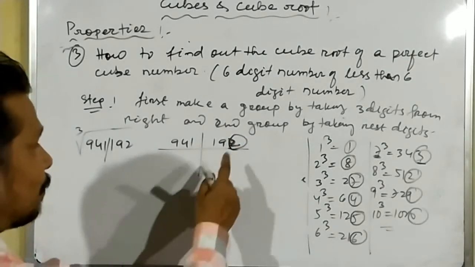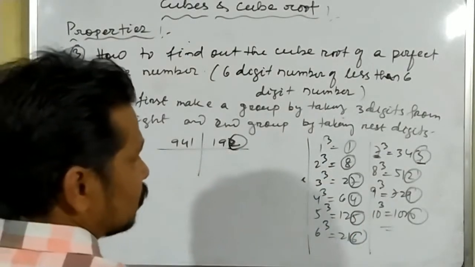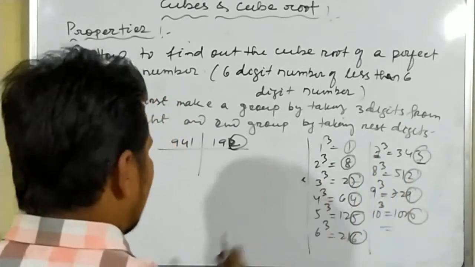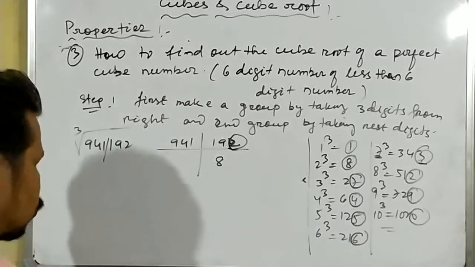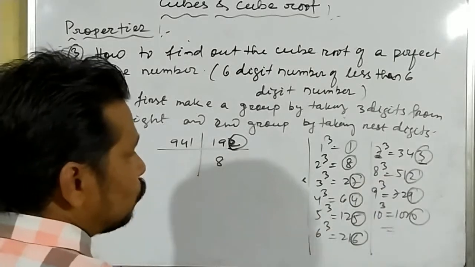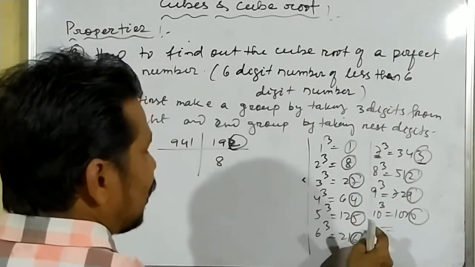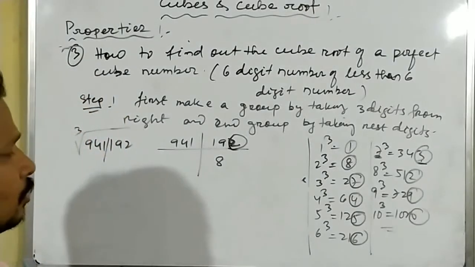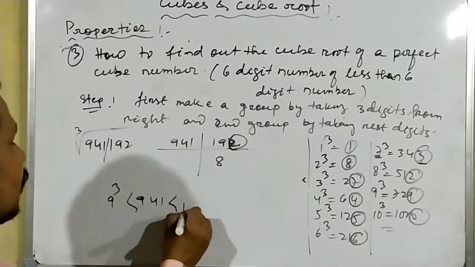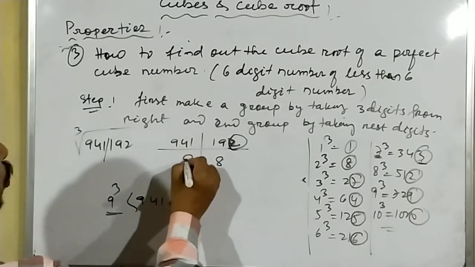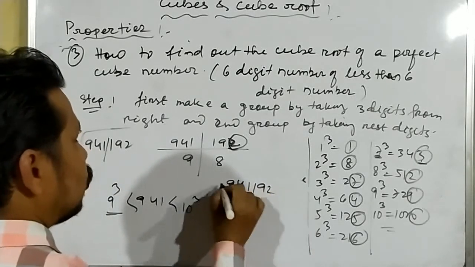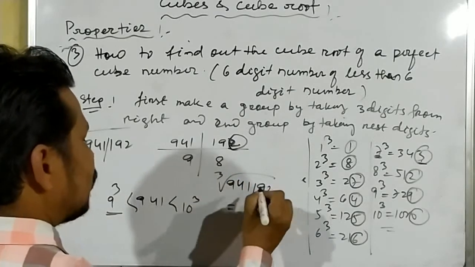Now we have to see only the unit place. What is the unit place? The unit place is 2. So where is the unit place 2? Here. So the number is 8. You have to take 8 here. Understood? Now 941 lies between whose cubes? 9 cube equals 729 and 10 cube equals 1000. So 941 is lying between 9 cube and 10 cube. The smaller is 9, so take 9 here. So our final answer is that the cube root of 941192 is equal to 98.